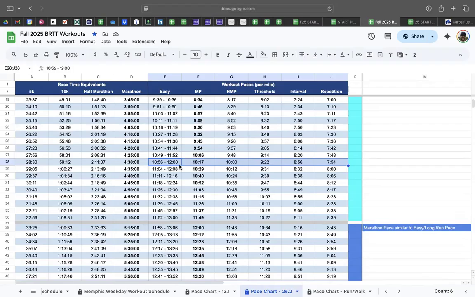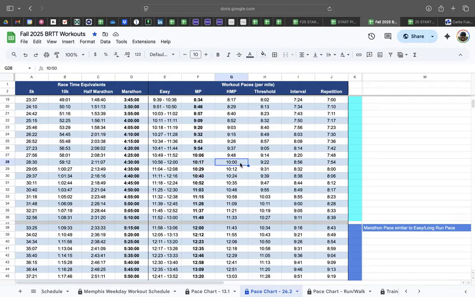for your easy runs. Then we've got marathon pace. So a 4:30 marathon is 10 minutes and 17 seconds per mile. So that's what you would want to use if you were doing tempo runs at marathon pace or doing some race pace work built into your long runs to get some exposure to what that pace feels like.